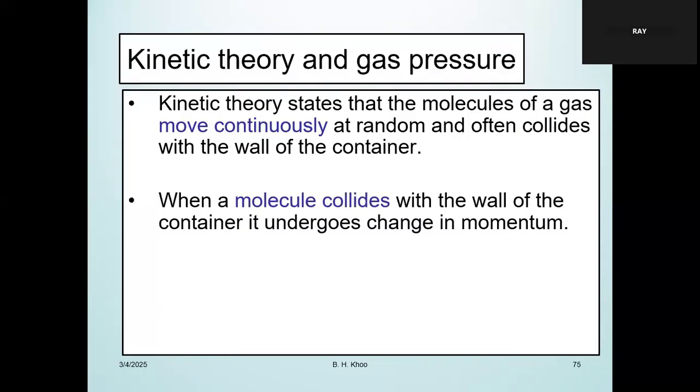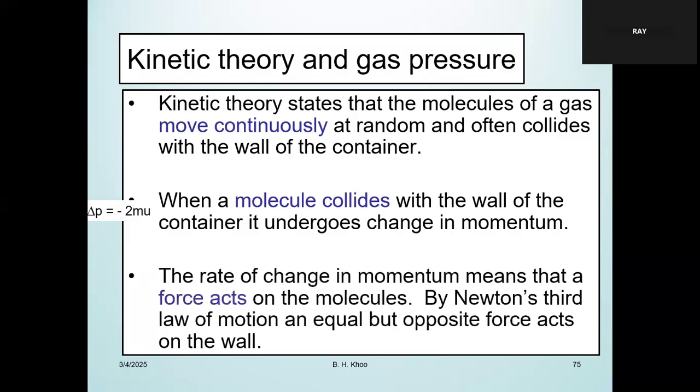Kinetic theory states that the molecules of gas move continuously at random and often collide with the wall of the container. When a molecule collides with the wall of the container, it undergoes a change in momentum. I'm just going over with you, reviewing what we have done. Particles collide with the wall of the container, there's a change in momentum. That's how we derive that change in momentum. And then the rate of change in momentum means the force acts on the molecule. And then by Newton's third law of motion, an equal and opposite force acts on the wall.